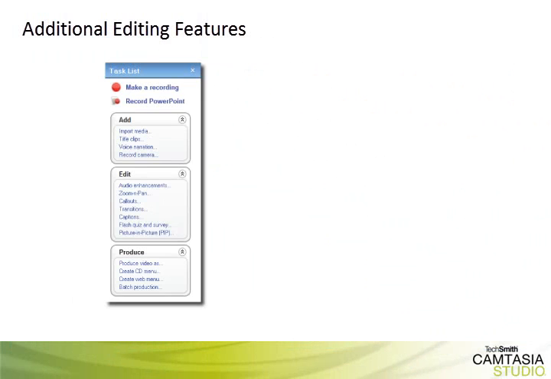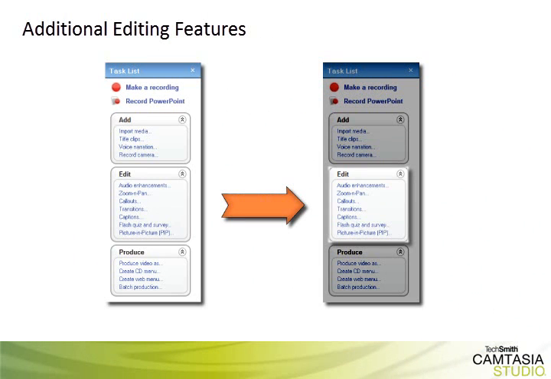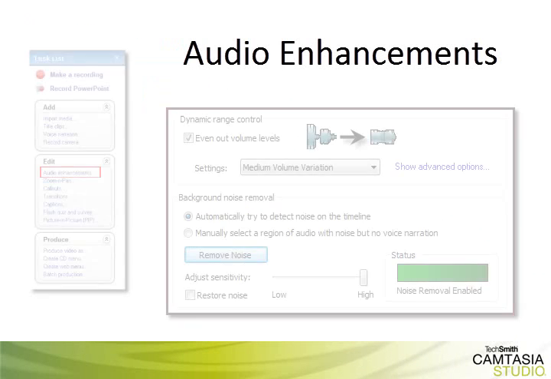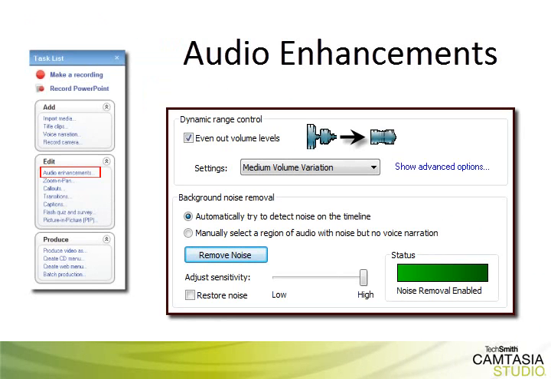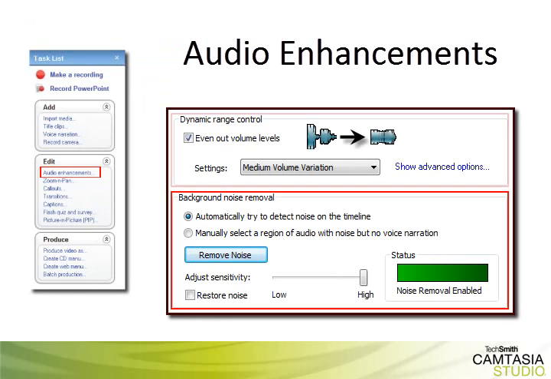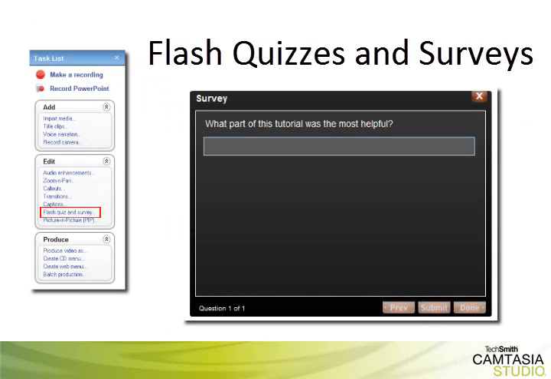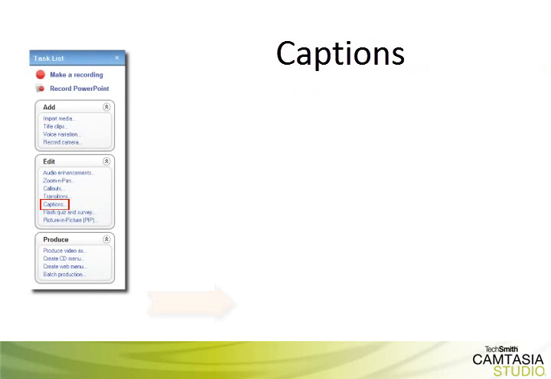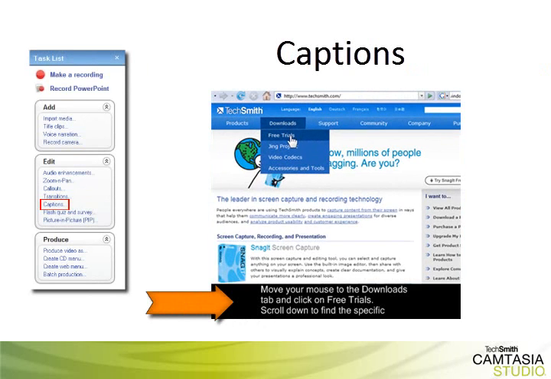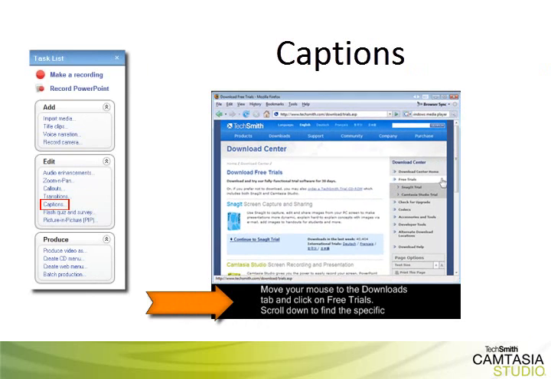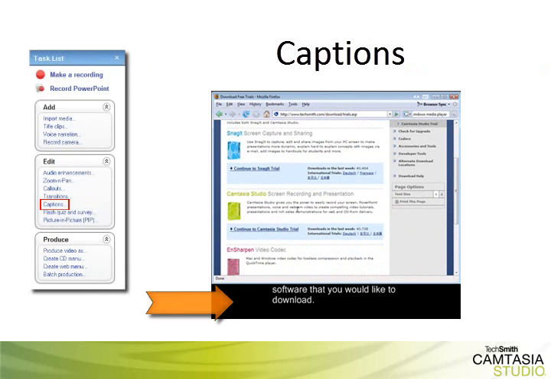There are many other great editing features in Camtasia Studio, and here is a brief overview. Audio enhancements is an amazing feature that does an excellent job of removing background noise and evening out volume levels from your audio recordings. Flash quizzes and surveys add interactivity to video projects and help keep the audience engaged throughout the presentation. And the Captions feature allows you to quickly and easily add text to the bottom of your video and sync it directly with your audio.